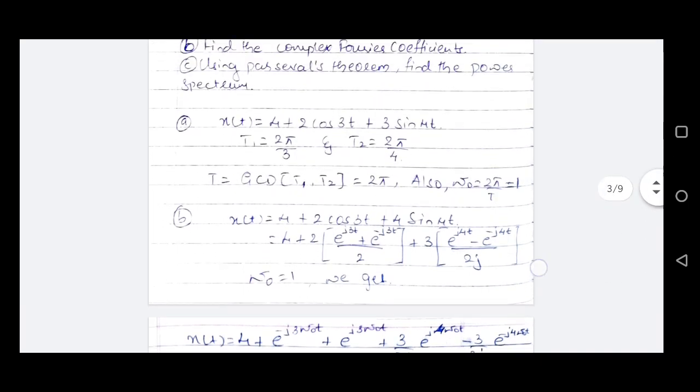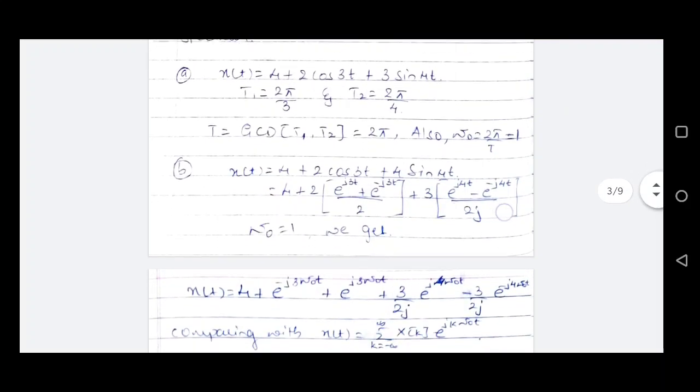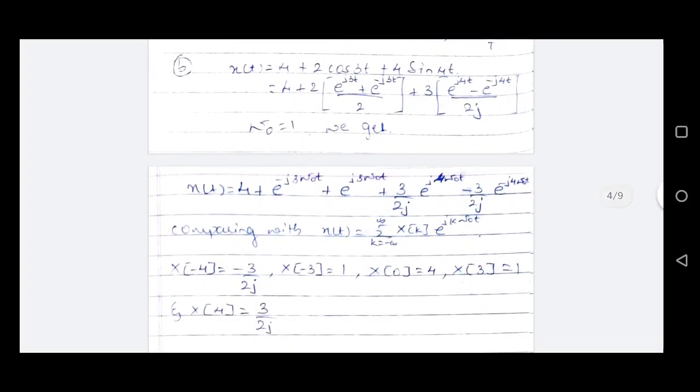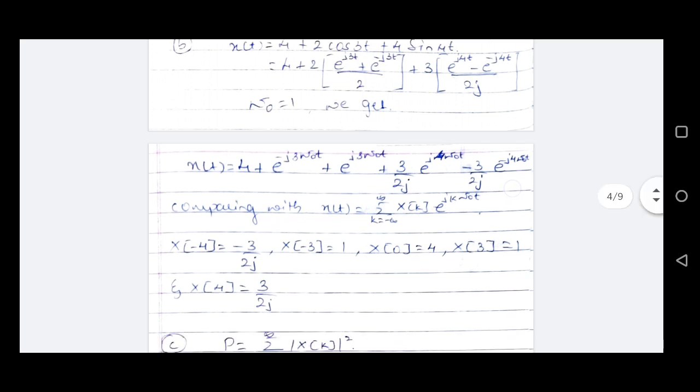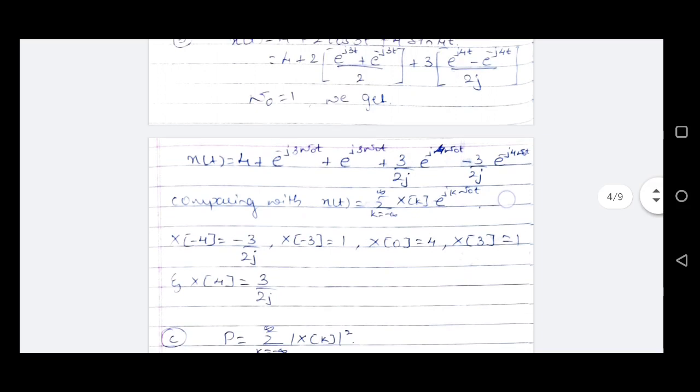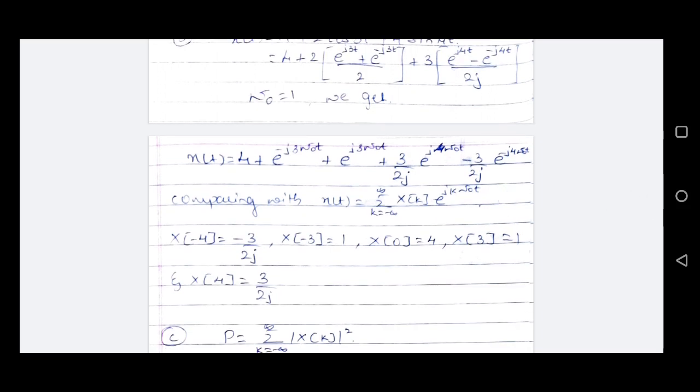this has to be 3, but in the above equation I have mentioned it as 4. Make that correction. So 3 times sine 4t can be represented as e to the power j 4t minus e to the power minus j 4t divided by 2j. And if we use omega naught is equal to 1, we'll get x of t equals to 4 plus e to the power minus j 3 omega naught t plus e to the power j 3 omega naught t.